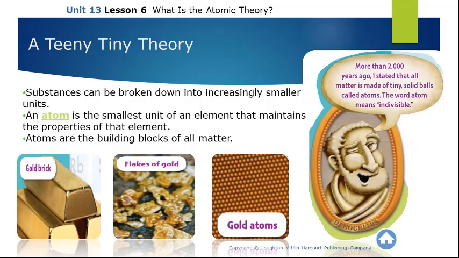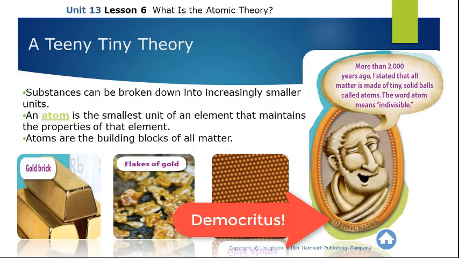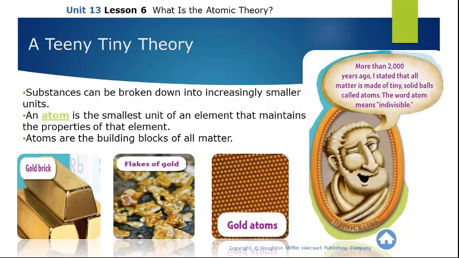It was 400 before Christ. Democritus was a philosopher and scientist. He proposed that a substance can be broken down into increasingly smaller units. But if you see here, at the end it remains and maintains the properties of this element that we call an atom. Atoms are the building blocks of matter.